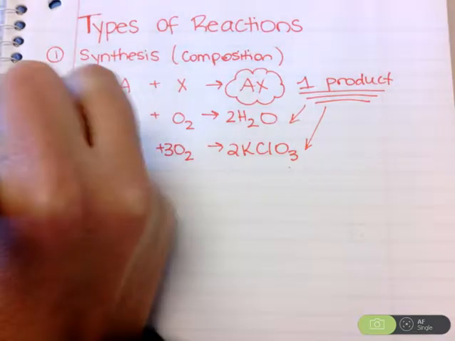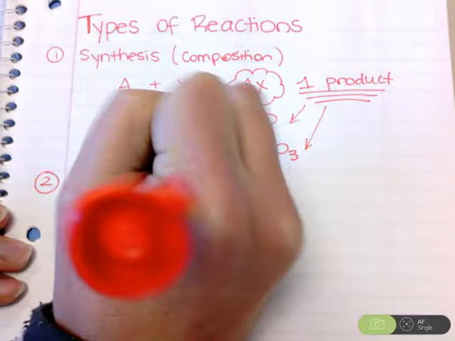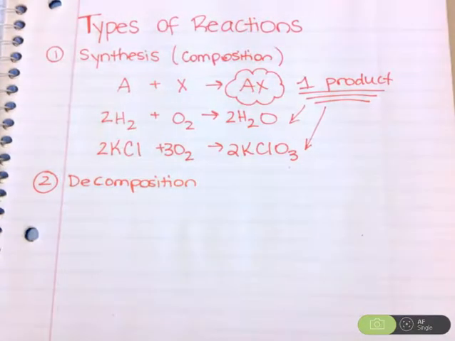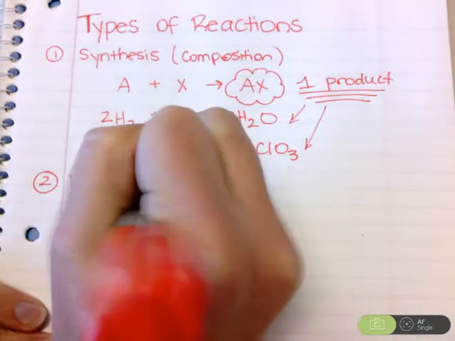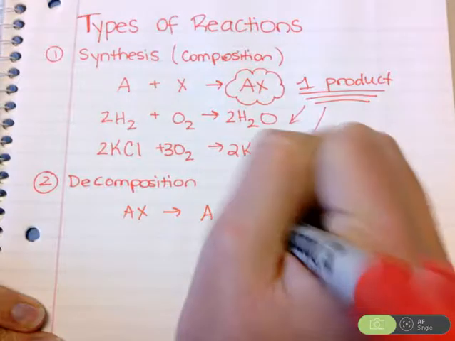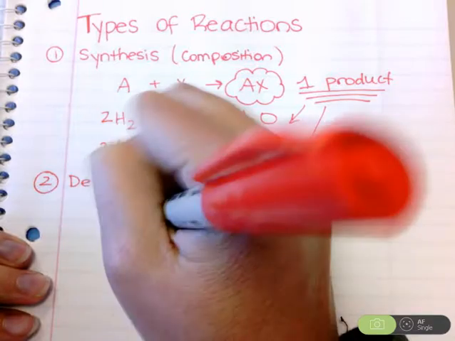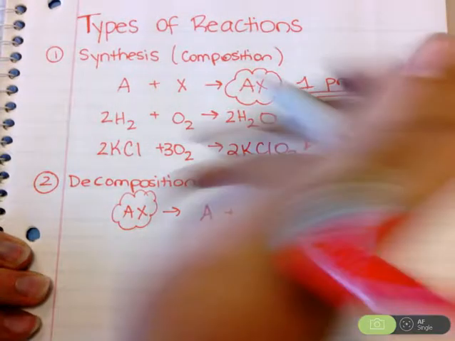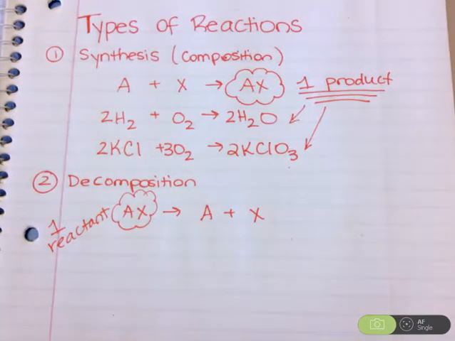Our second type of reaction is a decomposition. To decompose means to break apart, and so in a decomposition, we're going to take a compound and break it apart, either into other compounds that are simpler or into its elemental state. I can recognize a decomposition being the opposite of a composition. It has one reactant, and so that one reactant allows me to identify this type of reaction.